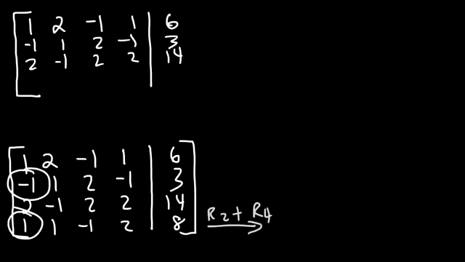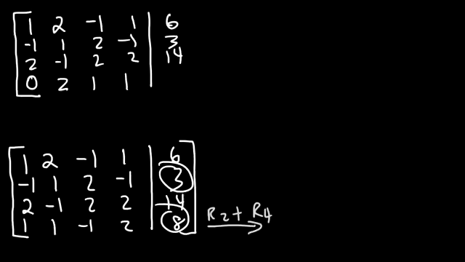So -1 plus 1 is 0. And then 1 plus 1 is 2. And then we have 2 plus -1, so that's 1. And then -1 plus 2 is 1. And then 3 plus 8, that's 11.